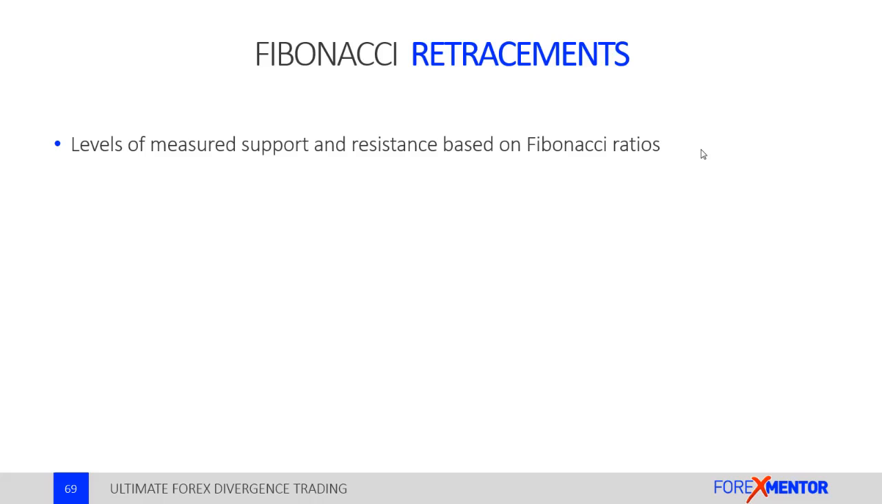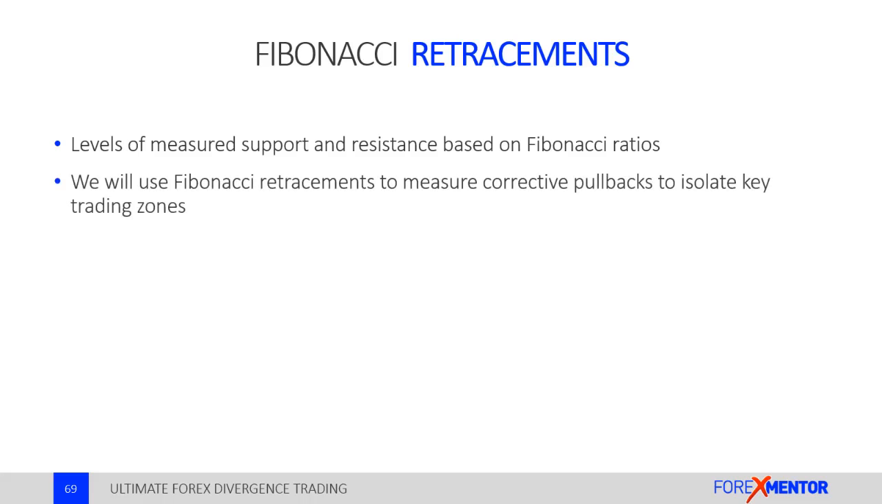Okay, so anyway, we're going to talk about the very specific Fibonacci levels we're going to use and how we're going to use Fibonacci retracements. They're based on the Fibonacci sequence, basically ratios from that sequence. We will use them to measure corrective pullbacks to isolate key trading zones. We're going to use the 38.2%, the 48.6%, often listed by many traders as the 50%, but 50% is not an actual Fibonacci ratio, the 61.8% and the 78.6%. Those are the four main retracement levels we're going to use.